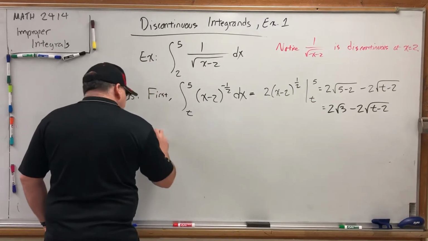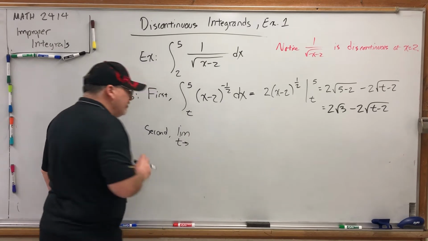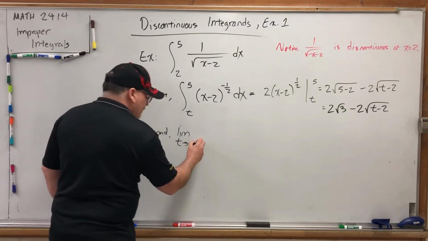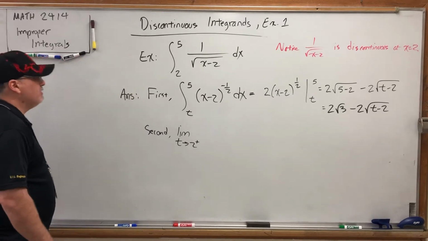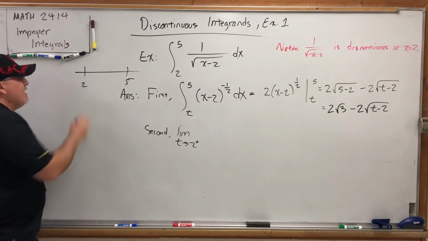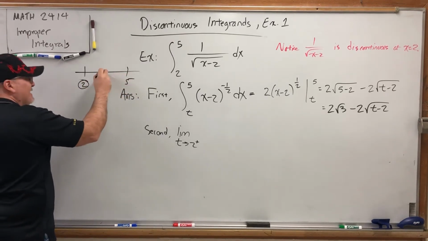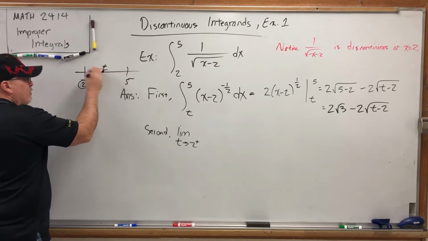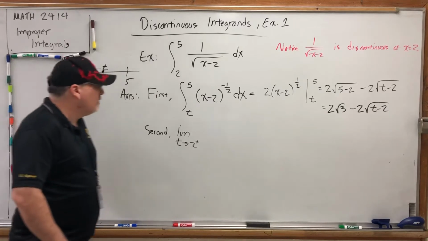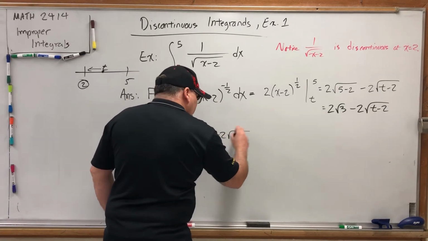Then, take the limit. But when you take this limit, technically you need to be careful, because I'm not just approaching 2. I'm approaching 2 from the right. How do I know that? I'm integrating over the interval 2 to 5. This was the problem. I replaced it with a t, but it has to be inside this interval. And now we push that over towards the 2. So it's coming in from the right side of 2. Of that guy: 2 square root of 3 minus 2 square root of t minus 2.